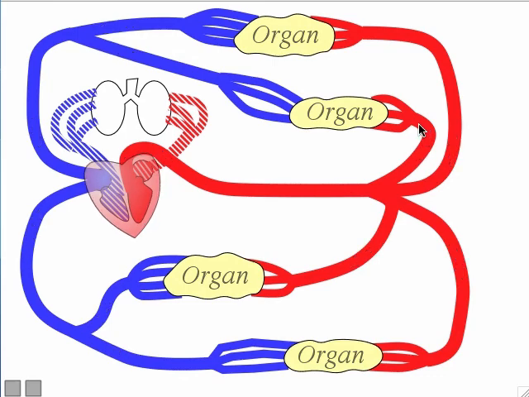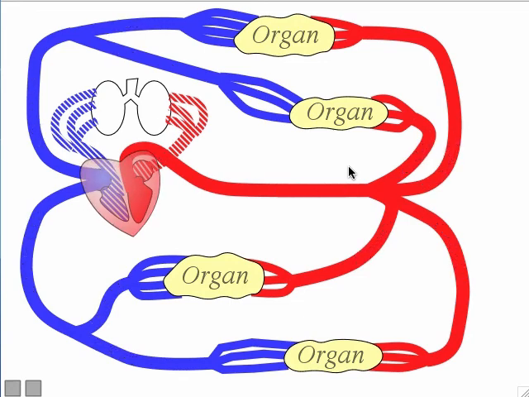But remember, just before the artery reaches an organ, it branches into smaller arteries called arterioles. And then coming out of the organ are small veins called venules. The venules merge to form smaller veins, and the smaller veins merge to form larger veins, and eventually the largest veins of the systemic loop, which are the superior vena cava and inferior vena cava, return the blood to the heart, to the right atrium of the heart.